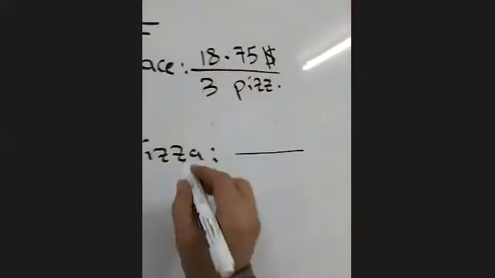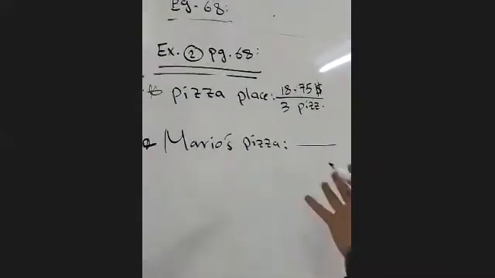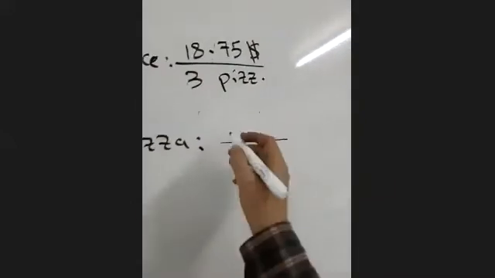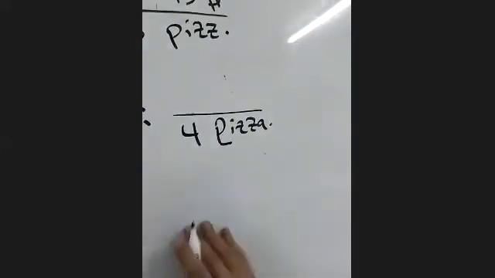Continue. At Mario's Pizza, he can buy 4 large pizzas for $22. Good. In Mario's, guys, I prepared a rate for Pizza Place already. Now I will prepare the Mario's Pizza rate. So here 4 pizzas in how many dollars? $22. Continue. If he needs to buy 12 pizzas, how much will he save?